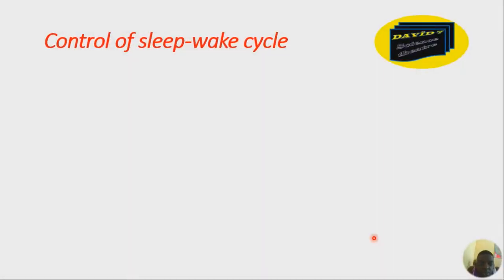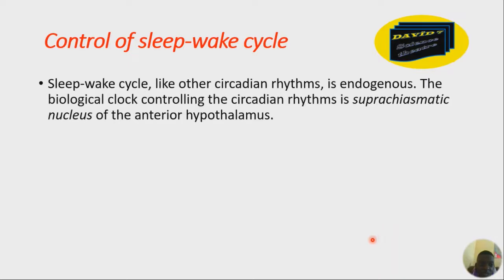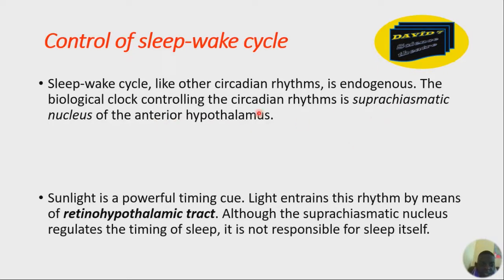How do you control the sleep-wake cycle? Like any other circadian rhythm, the control is endogenous. The biological clock which controls circadian rhythms is the suprachiasmatic nucleus of the anterior hypothalamus. Sunlight is a powerful timing cue. Light entrains this rhythm by means of the retinohypothalamic tract. This tract is very important.